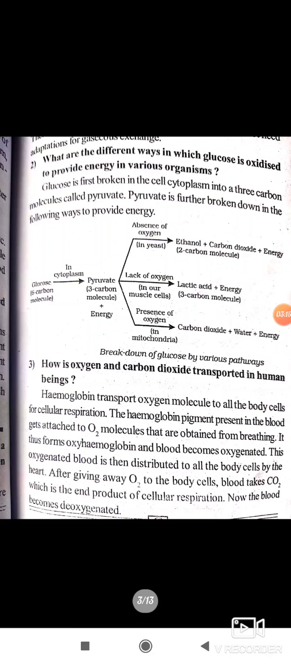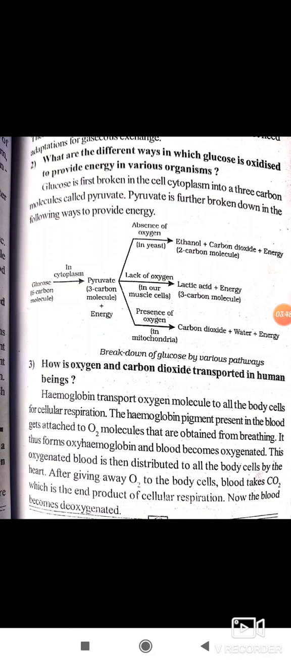So, what are the different ways in which glucose is oxidized to provide energy in various organisms? Glucose is first broken down in the cell cytoplasm into a 3-carbon molecule called pyruvate. Pyruvate is further broken down in the following ways to provide energy. For example, in the cytoplasm, glucose is converted into pyruvate.